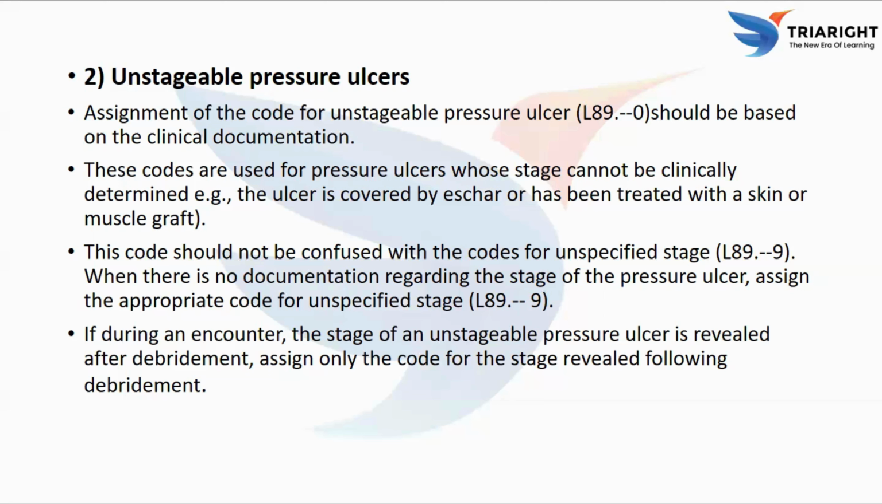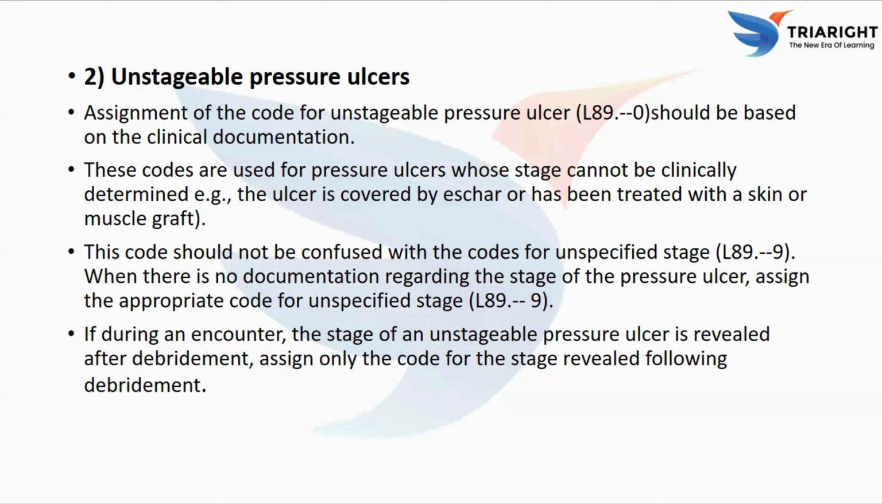So what is important here? What is an unstageable ulcer and what is an unspecified stage ulcer? An unstageable ulcer is one where the stage cannot be clinically determined, whereas for an unspecified stage ulcer, the stage is not documented anywhere in the chart. So for unstageable, the doctor tries but cannot determine the stage, whereas for unspecified, the doctor never documented the stage.